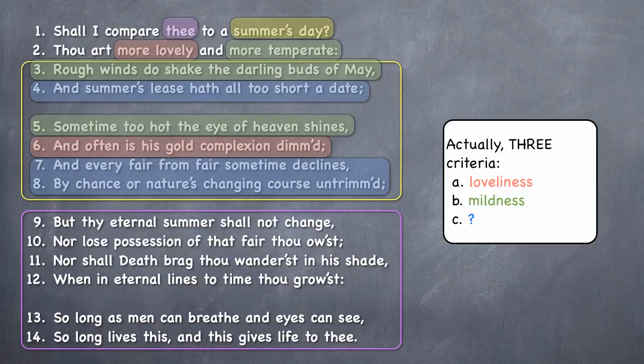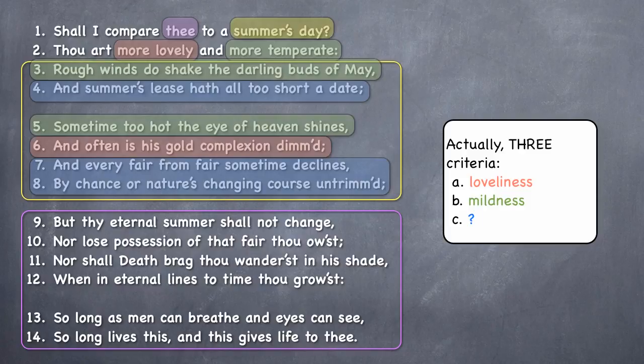Any beauty at some point declines, meaning at some point it will die. It will die by chance or simply by nature's changing course untrimmed, meaning nature's course is changing. It will change. Therefore, any beauty will eventually die. That seems to be the argument here. So it has nothing to do with loveliness, nothing to do with mildness.